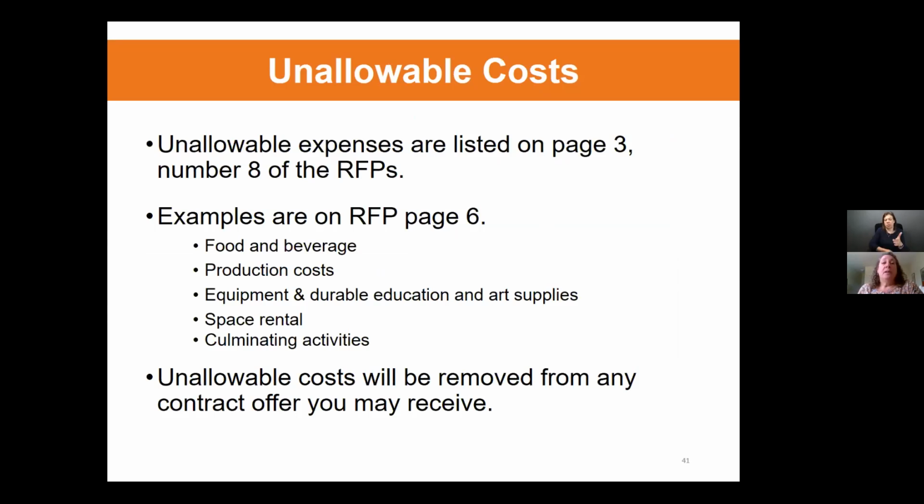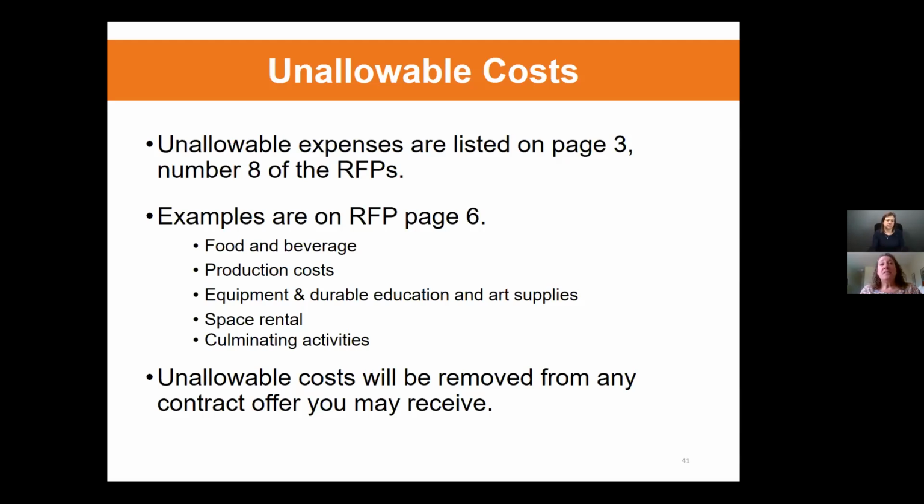Unallowable costs. Please make sure that you read the list of unallowable costs on page 3, number 8 of the RFPs. These are food and beverages, production costs for performances or exhibits, equipment and durable education supplies and art supplies, space rental of any kind, culminating activities. While we understand that culminating performances or exhibits are important to students, we choose for the emphasis of the contract to be on the learning process in the classroom.